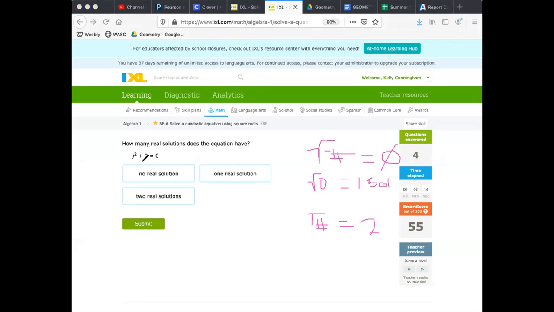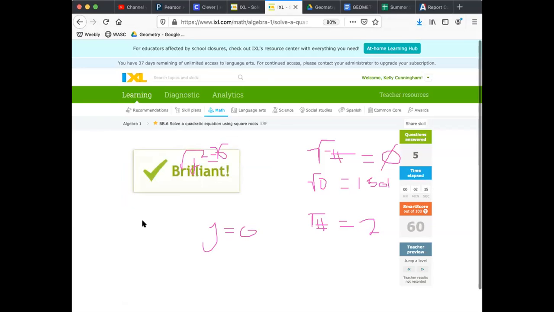So here we have, you're going to subtract 0, so that's not going to do much. You're going to have j squared equals 0. The square root of 0 is 0, so j is 0. So they're just asking how many solutions did you get? I got 1. So my answer here is 1 solution. Whenever you square root 0, you're going to get 1 solution.